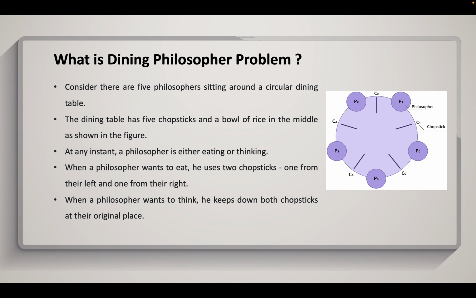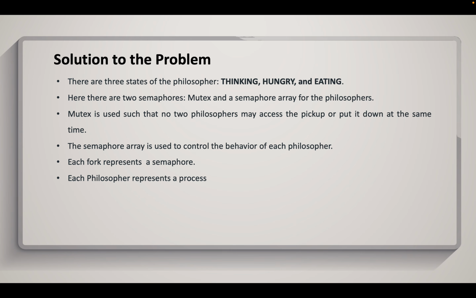The last problem is the dining philosopher problem. There is a table in which 5 philosophers are sitting. There is a chopstick placed to their left and right. Their job is either thinking, hungry, or eating. If they feel hungry, they start eating if they are able to acquire both the forks. If they are not able to get both the forks, they have to wait.